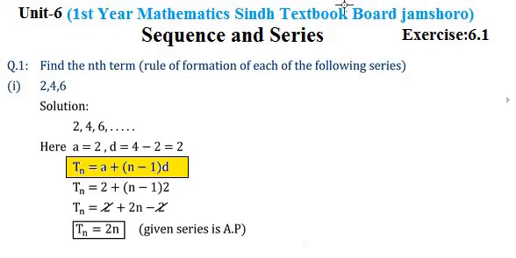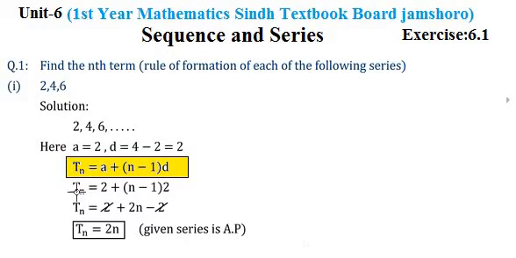Exercise 6.1, and question number 1 is: find the nth term, or you can say the rule of formation, of each of the following series: 2, 4, 6. First of all, please understand this highlighted formula: Tn is equal to a plus (n minus 1) into d.